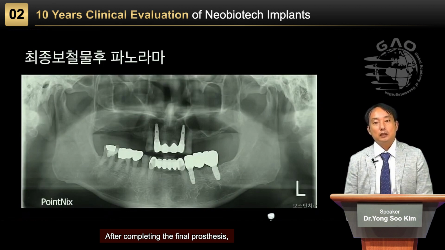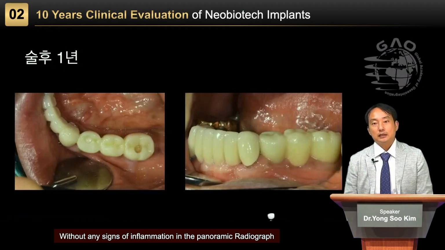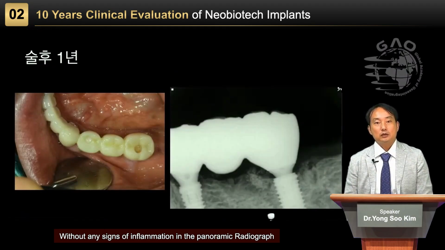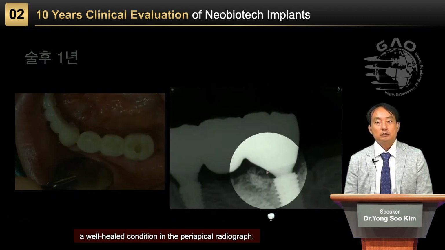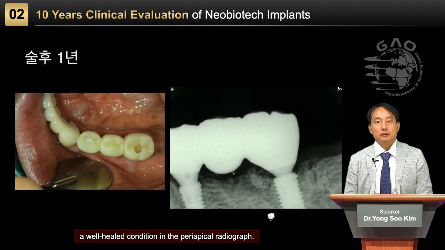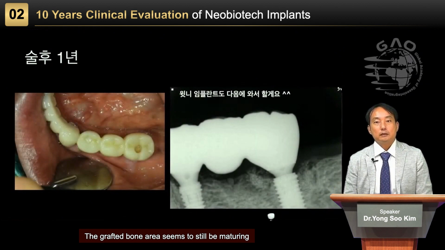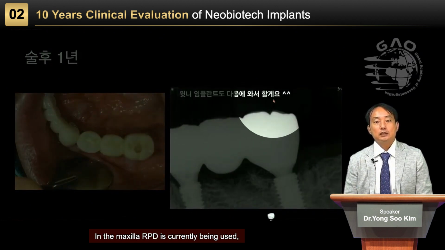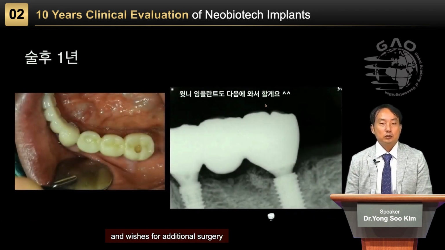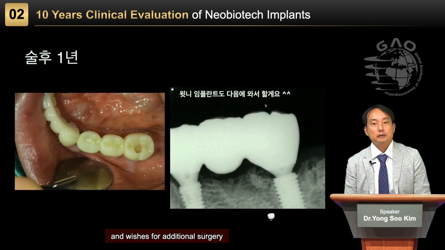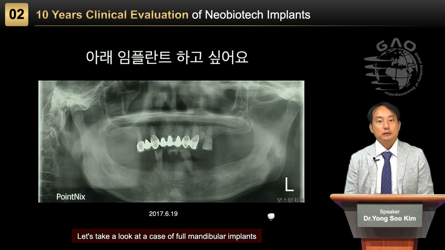After completing the final prosthesis, it was confirmed that there was a stable condition without any signs of inflammation in the panoramic radiograph. You can also observe a well-healed condition in the periapical radiograph. The grafted bone area seems to still be maturing. In the maxilla, RPD is currently being used, but the patient is satisfied with the mandibular implants and wishes for additional surgery. Let's take a look at a case of full mandibular implants.